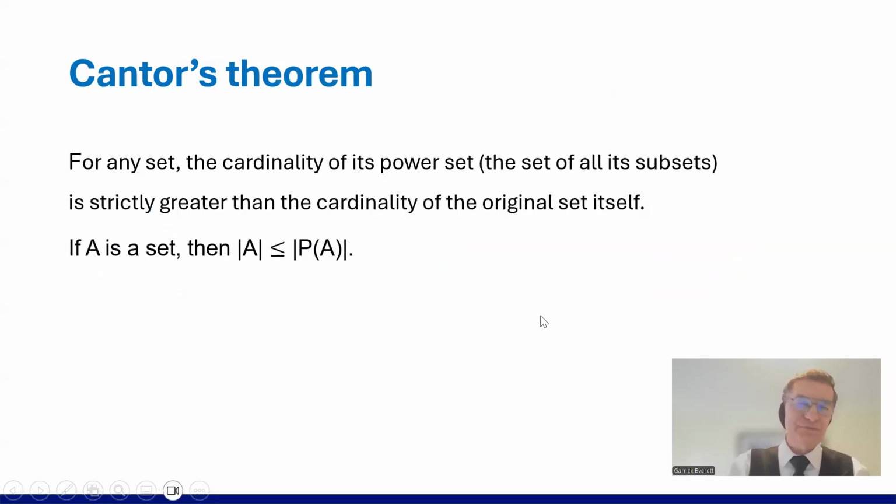Okay, Cantor's theorem. This is quite interesting, and hopefully you'll appreciate the interest in this, especially when I give you the question. Okay, for any set, the cardinality of its power set, the set of all its subsets, is strictly greater than the cardinality of the original set itself. So if A is a set, then the absolute value of A is less than or equal to the absolute value of the power set of A.